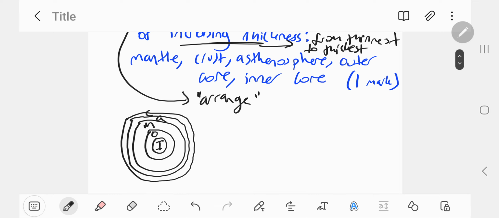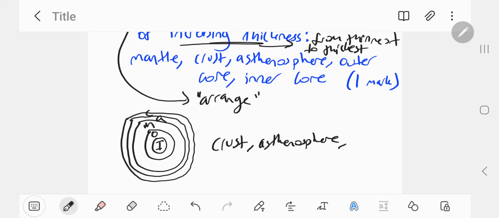So the thinnest of all is the crust. The crust is 5 to 70 kilometers thick, so we'll put crust as our first answer. Then it would be the asthenosphere. The asthenosphere has a thickness of around 50 to 220 kilometers, just looking at the Earth's diagram as well, Earth's inner layers.